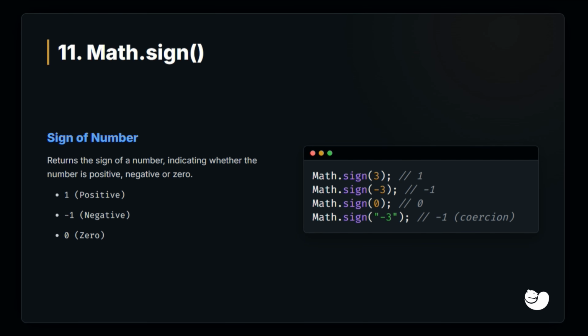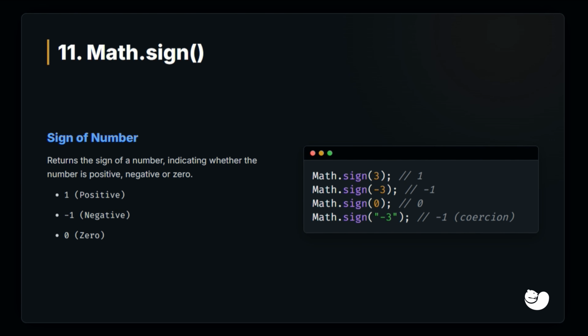A relatively newer addition to the language, math.sign provides a specialized utility to determine the nature of a number without caring about its value. It returns 1 if the number is positive, -1 if it is negative, and 0 if the number is 0. This simplifies conditional logic significantly.